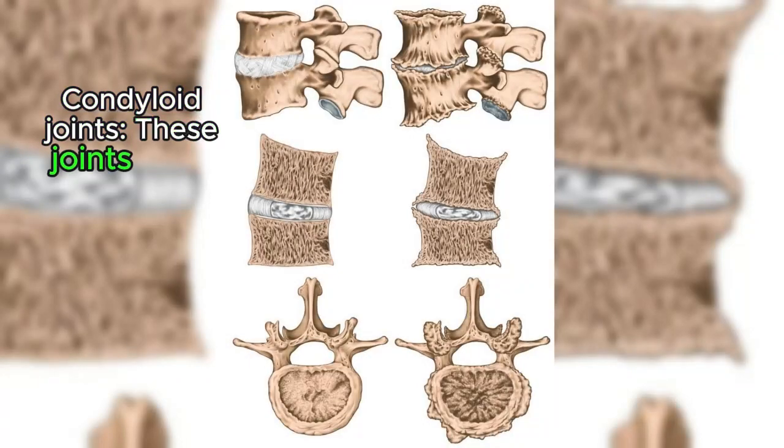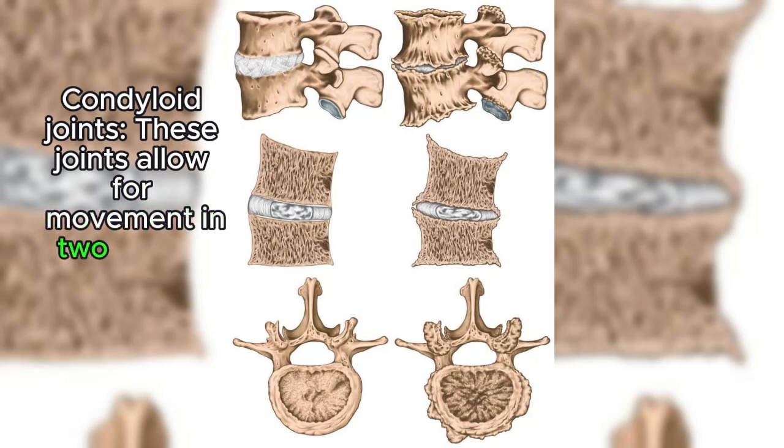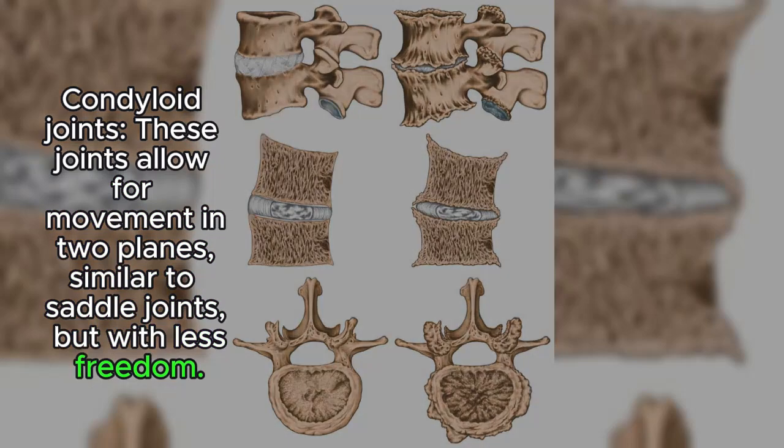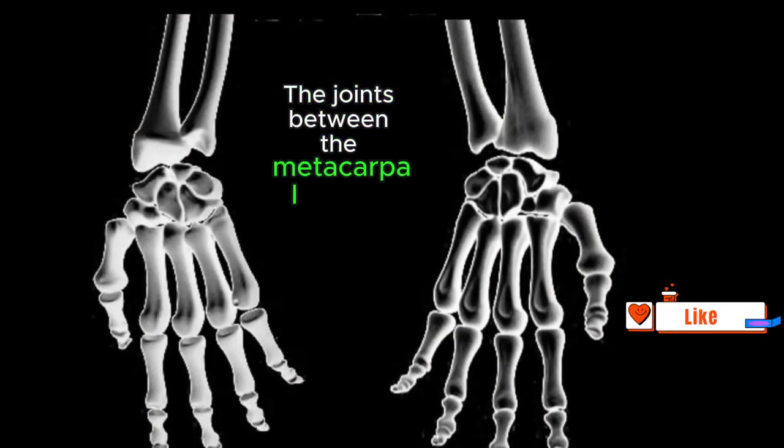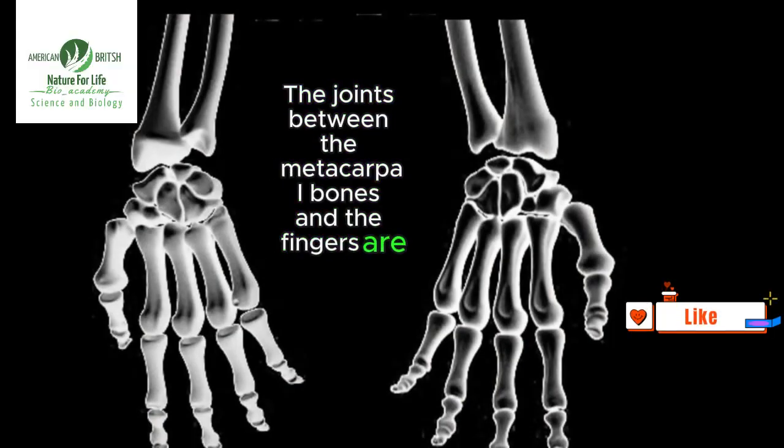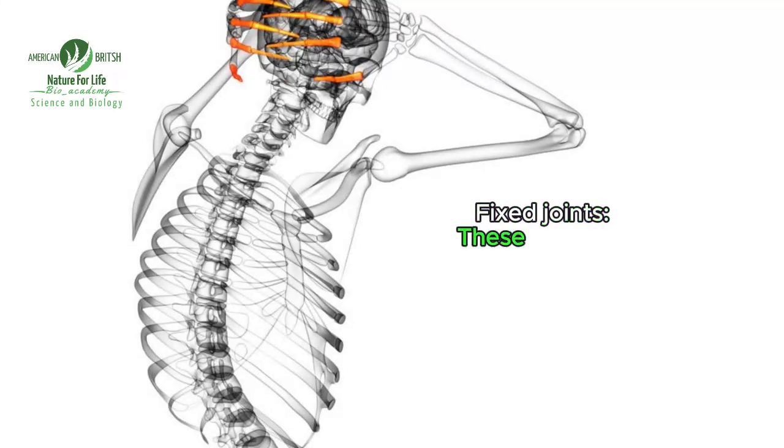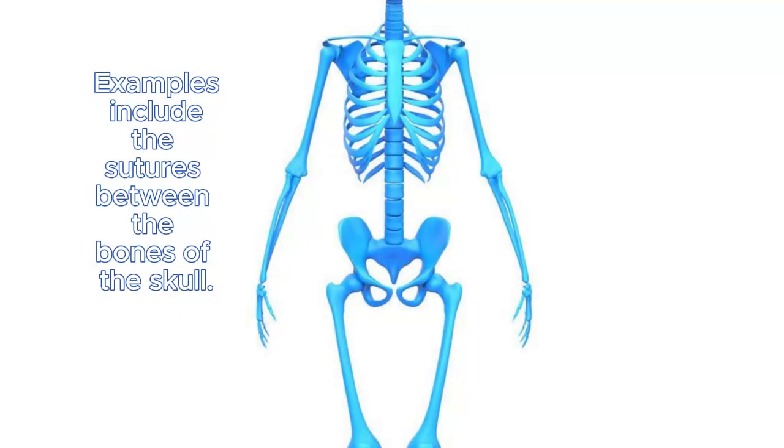Condyloid joints. These joints allow for movement in two planes, similar to saddle joints, but with less freedom. The joints between the metacarpal bones and the fingers are condyloid joints. Fixed joints. These joints do not allow for any movement. Examples include the sutures between the bones of the skull.